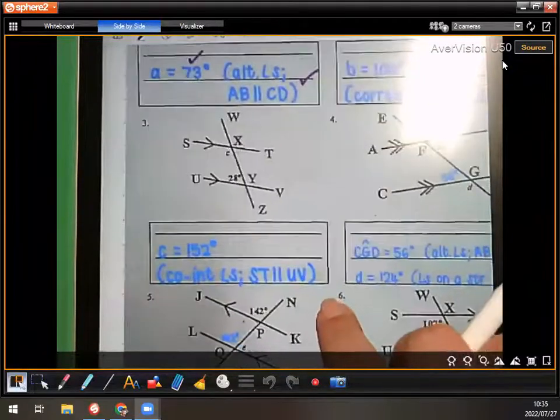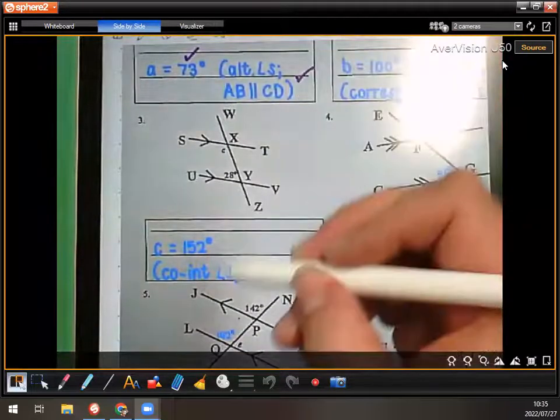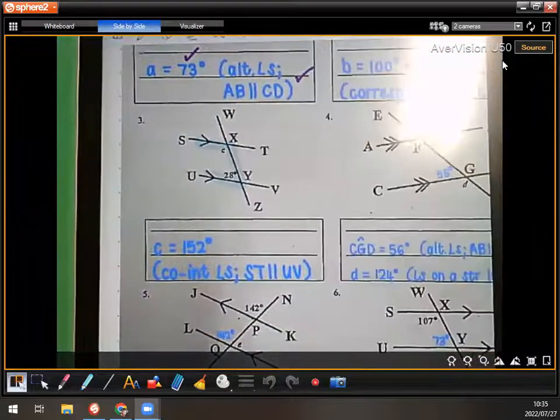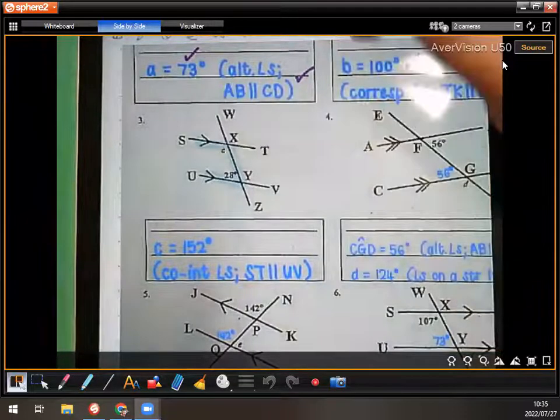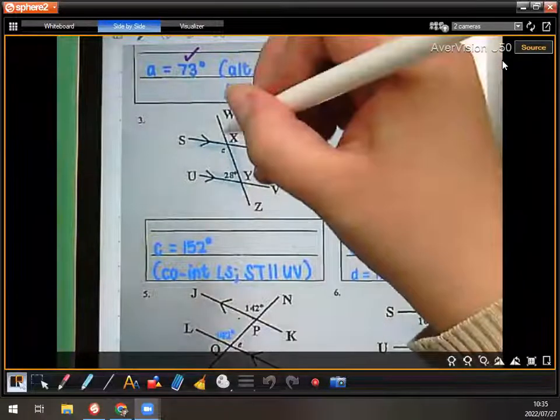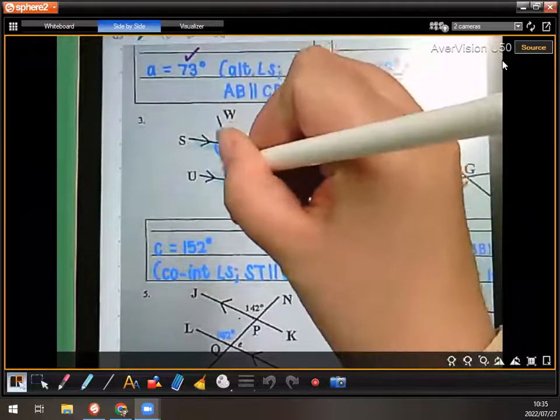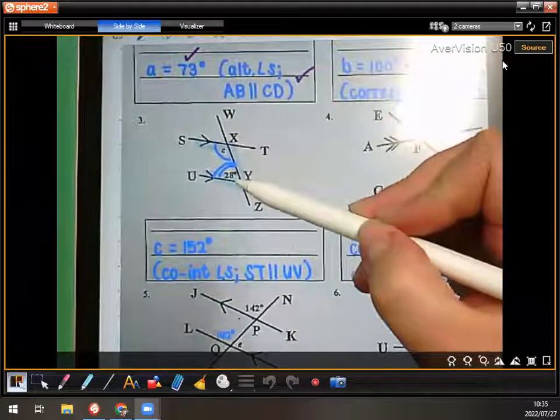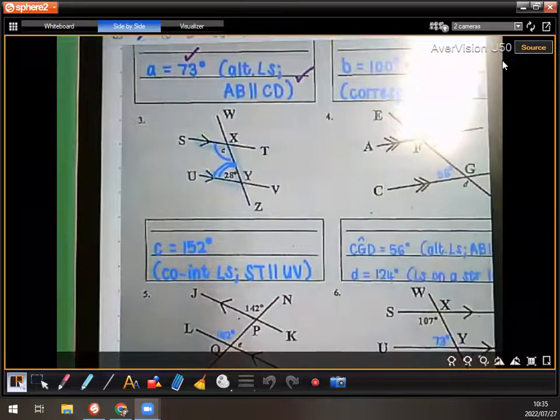Okay, next one, number 3. We have a C shape there. So those two angles are co-interior angles, and we know they are not equal. They add up to 180 degrees. So guys, you can't say that C is 28 degrees. That's not right. C is 180 minus 28.